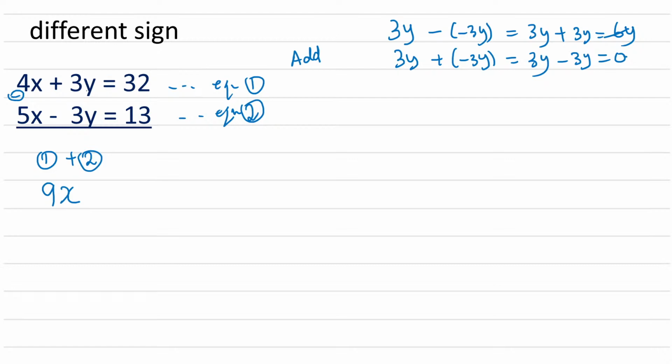So the y's are gone, so I have eliminated them. Now I'm going to do 32 take away 13. 12 take away 3 is 9. 2 take away 1 is obviously 1. So now x is going to be equal to 19 over 9. So let's just check that. 4x plus 5x is 9x. Oh, I'm not minusing. I knew something was wrong.